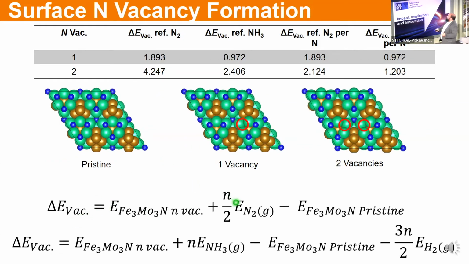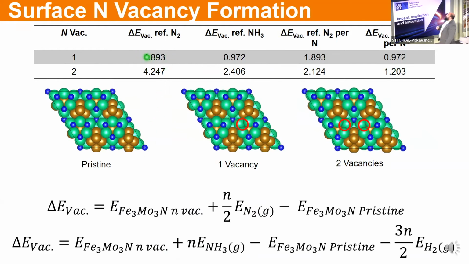One is with respect to gaseous nitrogen, and the other with respect to ammonia and hydrogen. So this is to give an idea of how nitrogen vacancy formation might occur under different conditions, under thermal conditions or under hydrogenation conditions. And what we see is that the vacancy formation energy is indeed endothermic.